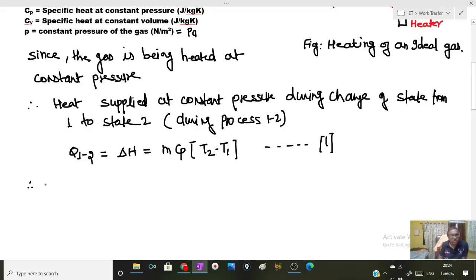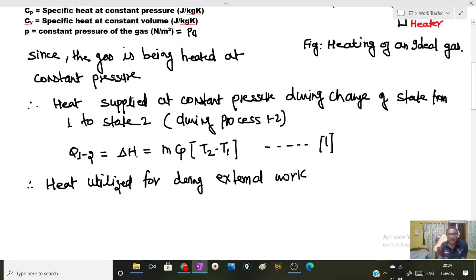So therefore, heat utilized for doing external work, that is work done during the constant pressure process, is given by p into (V2 minus V1). Let's say this is equation number 2.